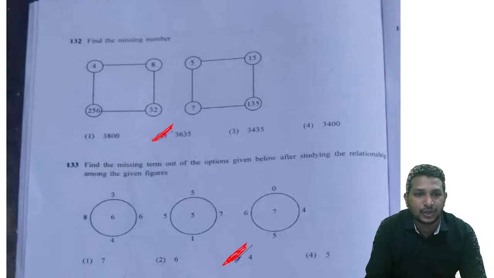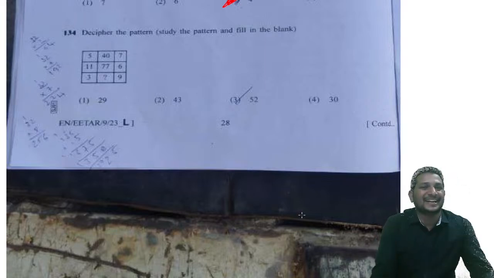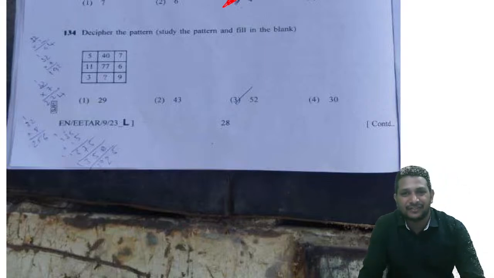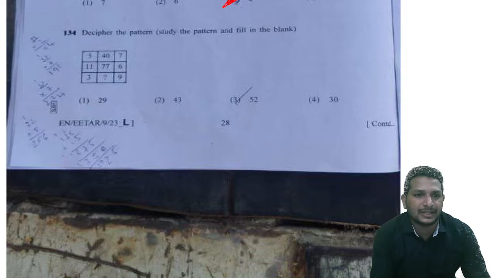Understood? Next, question number 134. Decipher the pattern. Again, a diagram based numbers, right? 547, 1177, 6 and everything. Okay. Let's see this on the board again. So if you look at the number 547, that's completely different. But 5 into 7, 35 plus 540, something like that, right? So let's see the logic clearly.